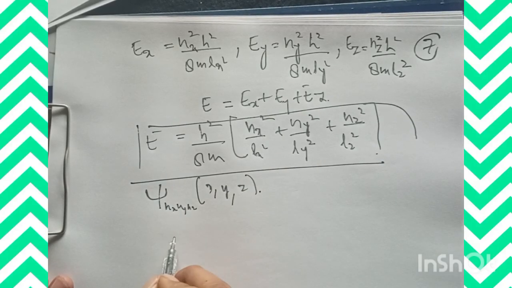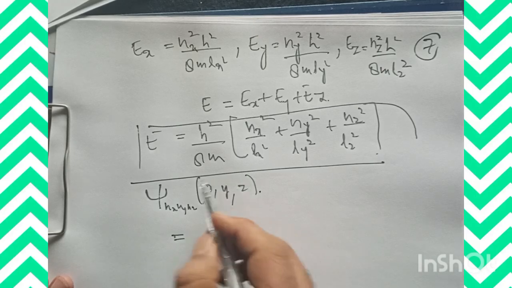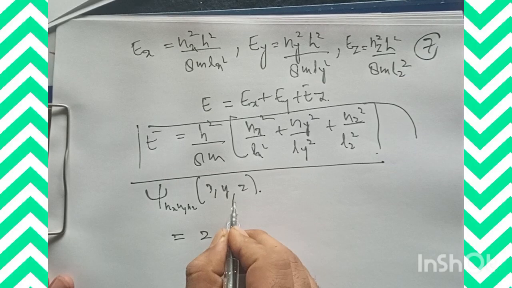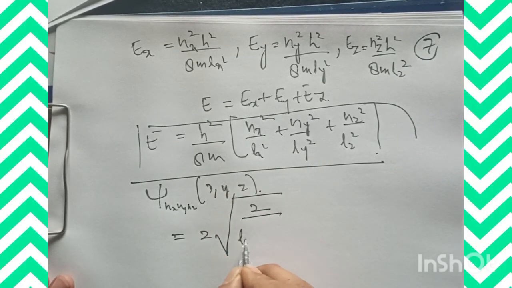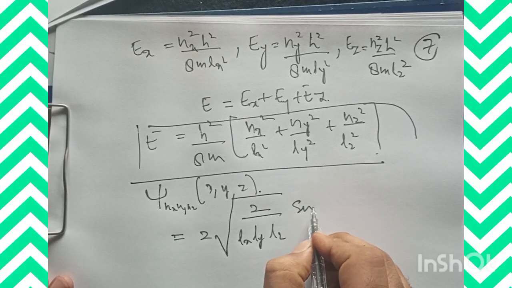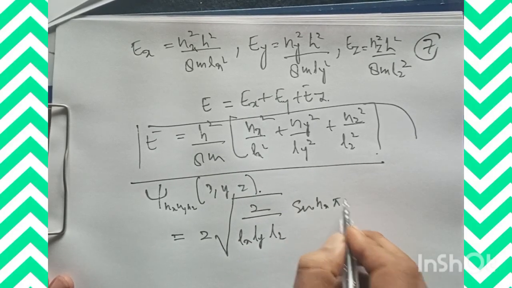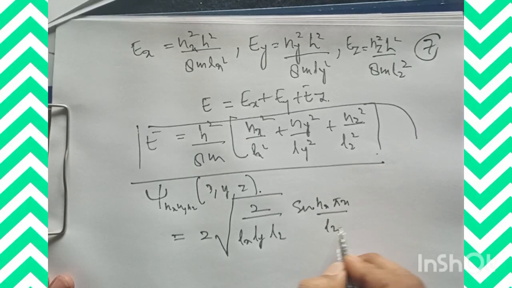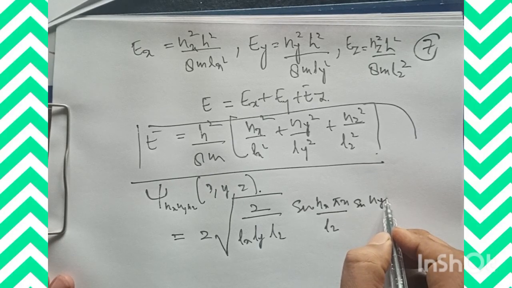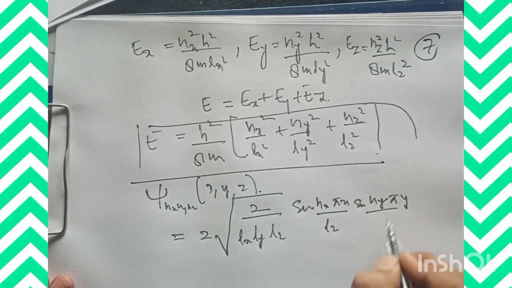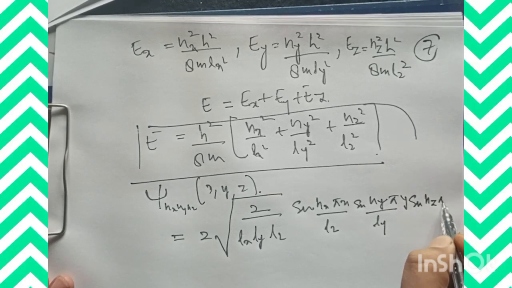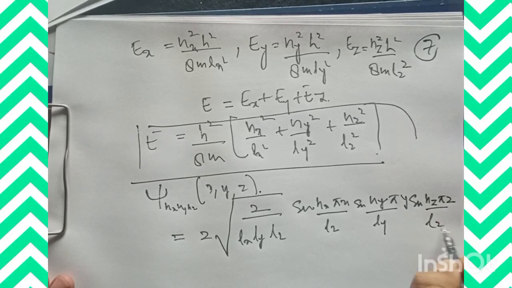And we can write down this wave function as, in every case you will have 2 root 2, so I'll get that 2 out. Then I'll have root of 2 by lx, ly, and lz. Then I will have sine nx pi x by lx. Then we will have sine of ny pi y divided by ly, and then we will have sine of nz pi z divided by lz.